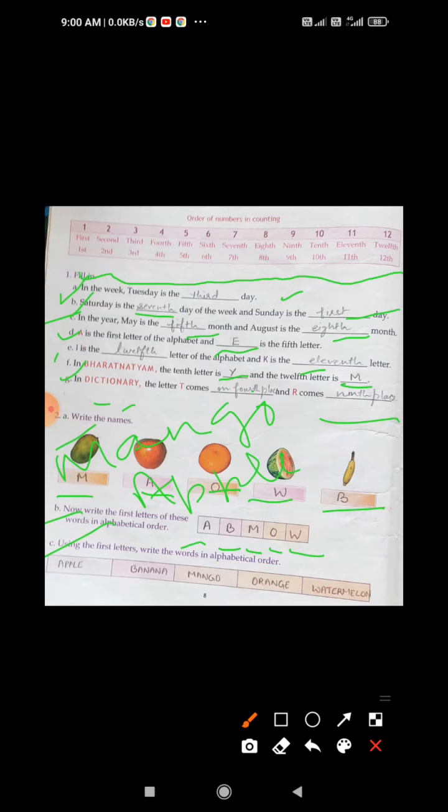The first, apple, first letter से start है ना, so write here apple, then B for banana, here you write banana. Now here M for mango, write here mango. Now for orange, write here orange. Last W, write here watermelon. You have to write in alphabetical order this one. I hope you understood this one. All of you write neat and clean.